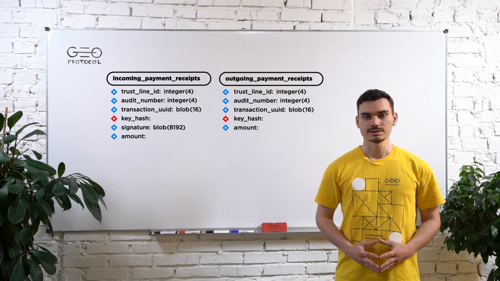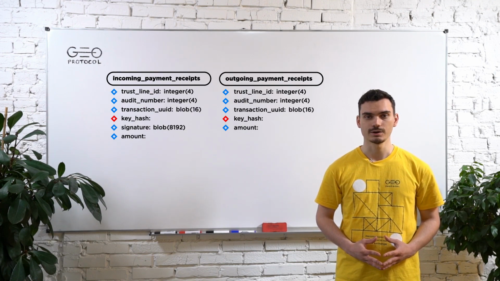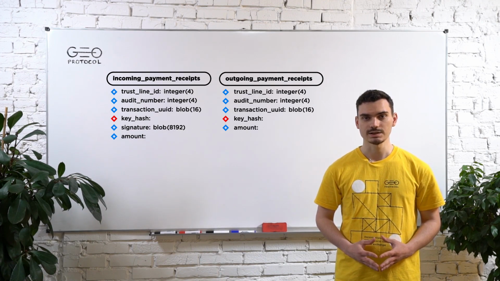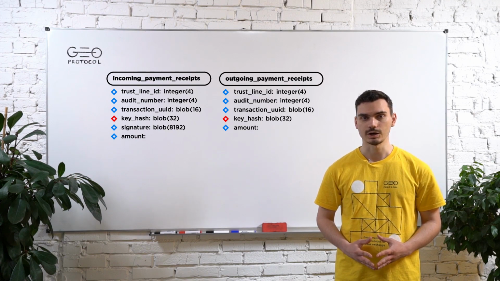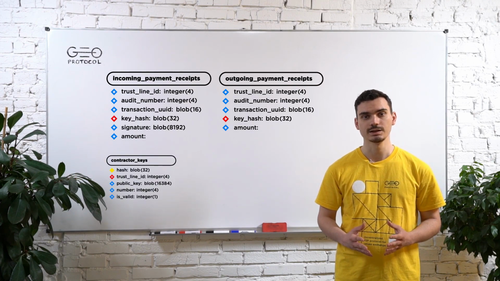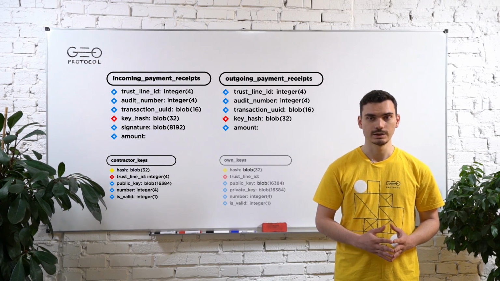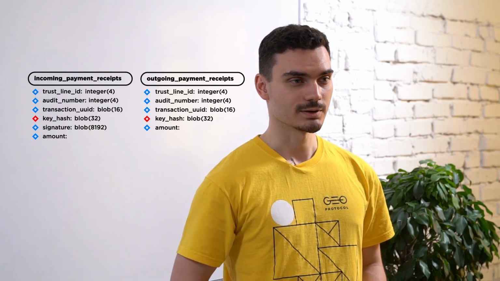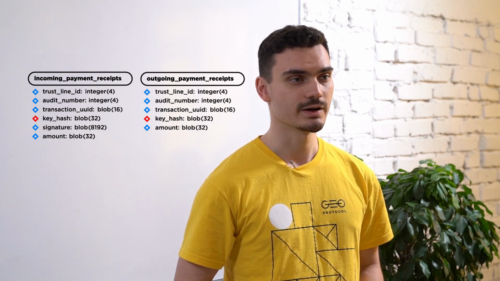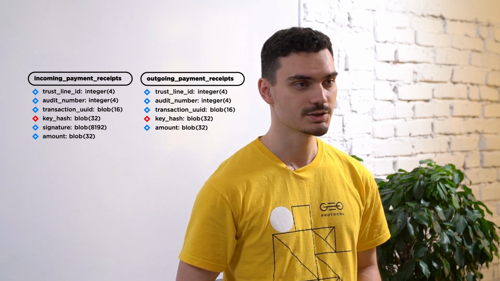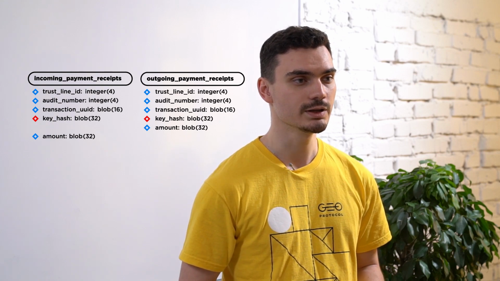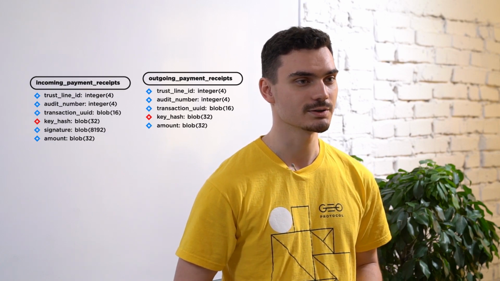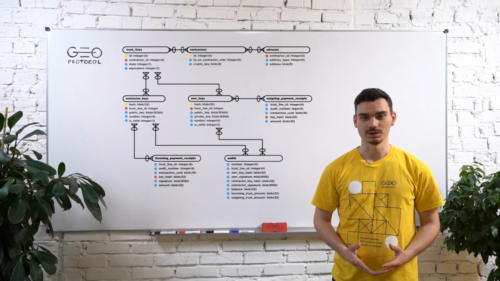Transaction UID field contains 16 bytes of a universal unique identifier of a payment transaction that this receipt belongs to. Key hash field contains a 32-byte hash of a public key, the contractor's, if this field is in the incoming payment receipts table, or the node's own, if this field is in the outgoing payment receipts table. Amount field contains a 32-byte integer that quantifies a sum that was transferred. Signature is the field that is present only in incoming payment receipts table and contains 8 KB signature of the current incoming receipt.